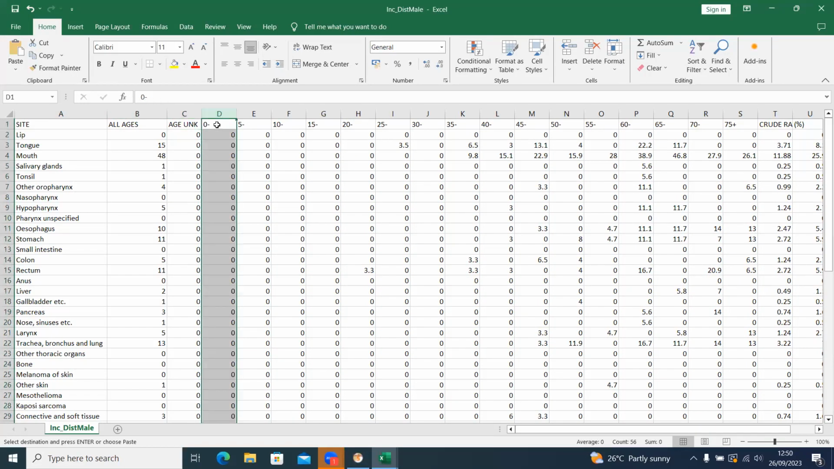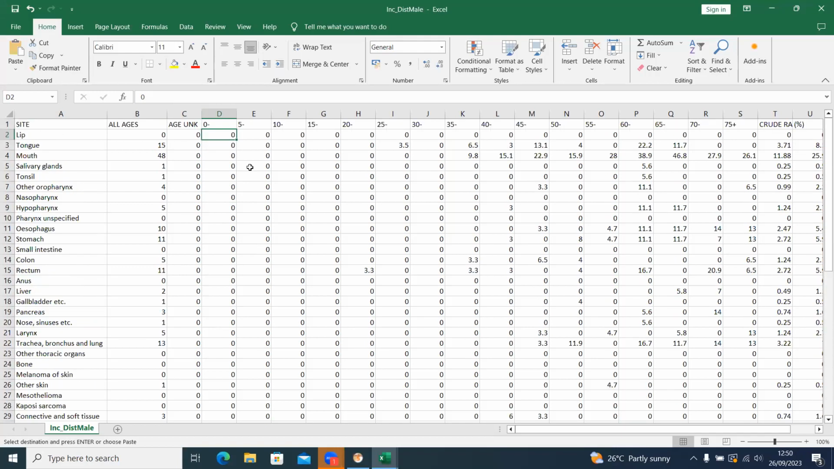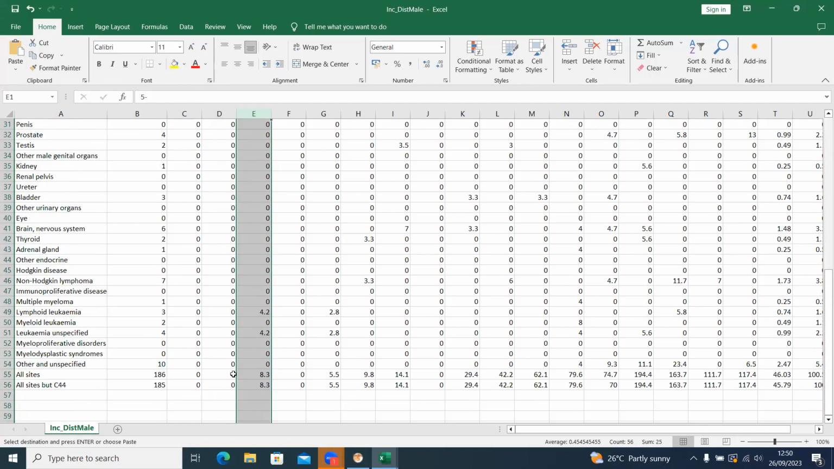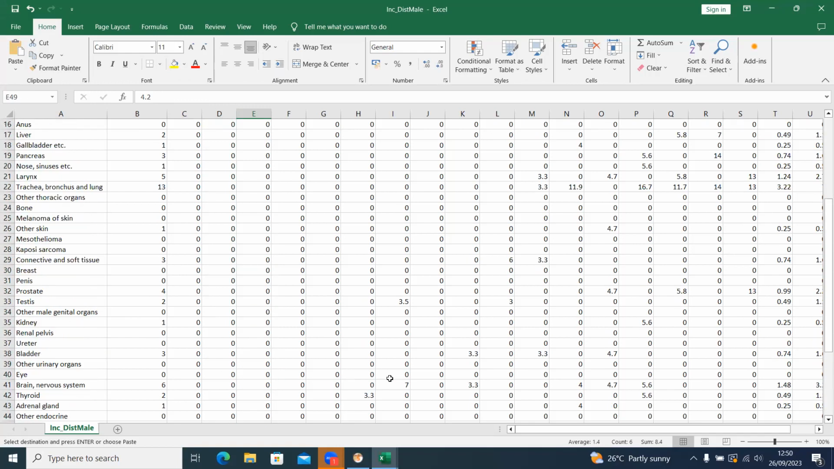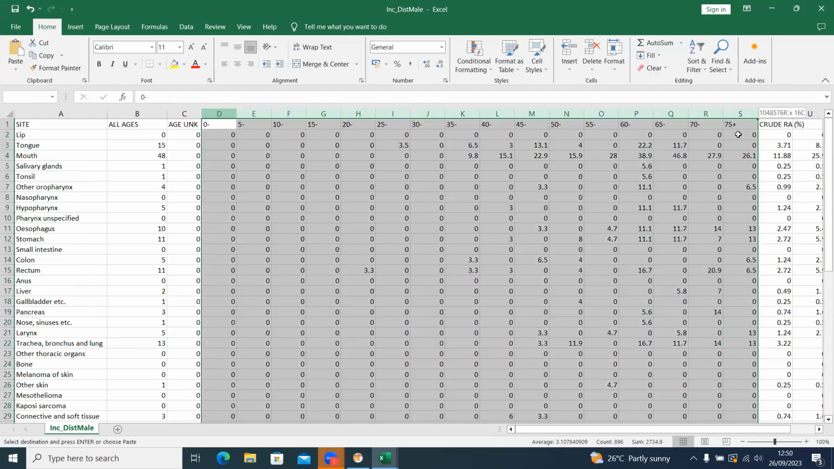Next, we have the age group 0 to 5, for which the rates have been calculated. Since I think there is no cases in that particular age group, we can go to the next age group, that is 5 to 9. So you can see there are some pediatric cases which are in the leukemia group. We have the rates, that is the age specific rates. So in this manner, all the age specific rates are available here.